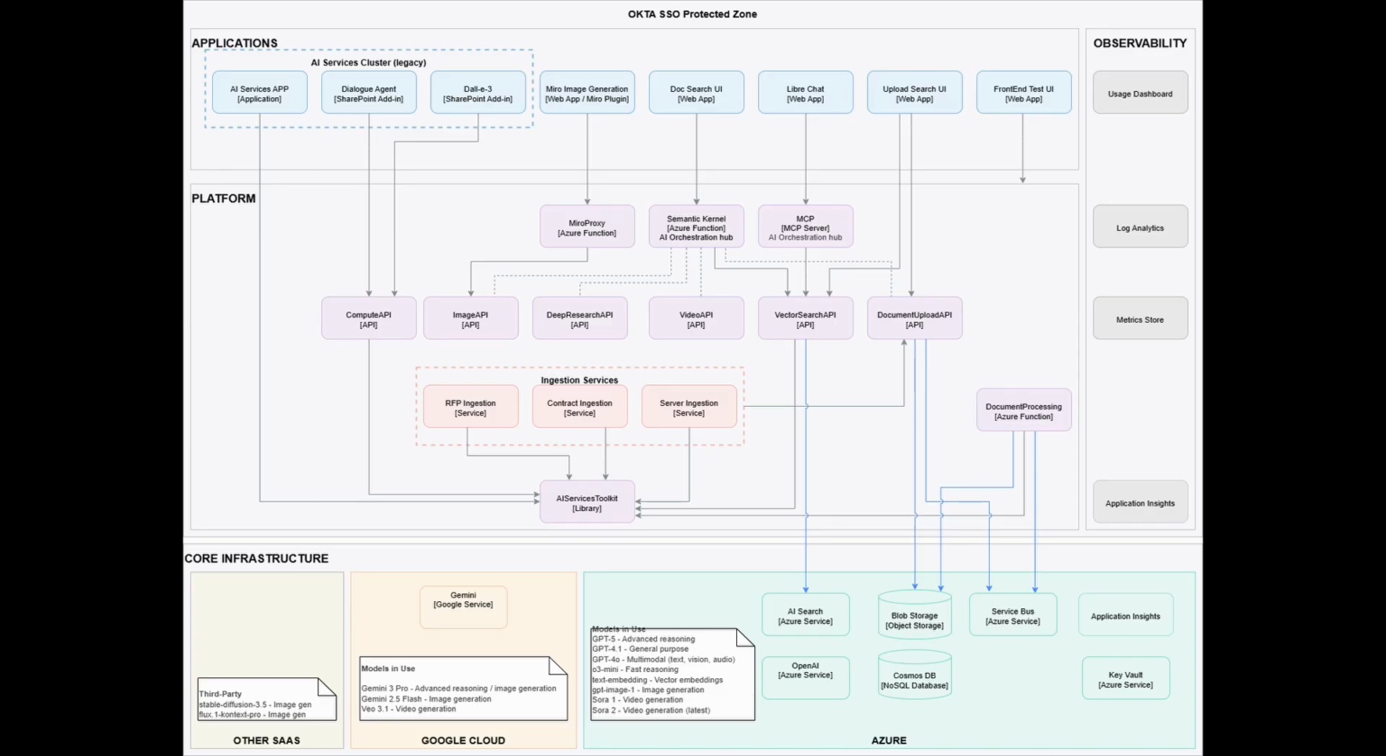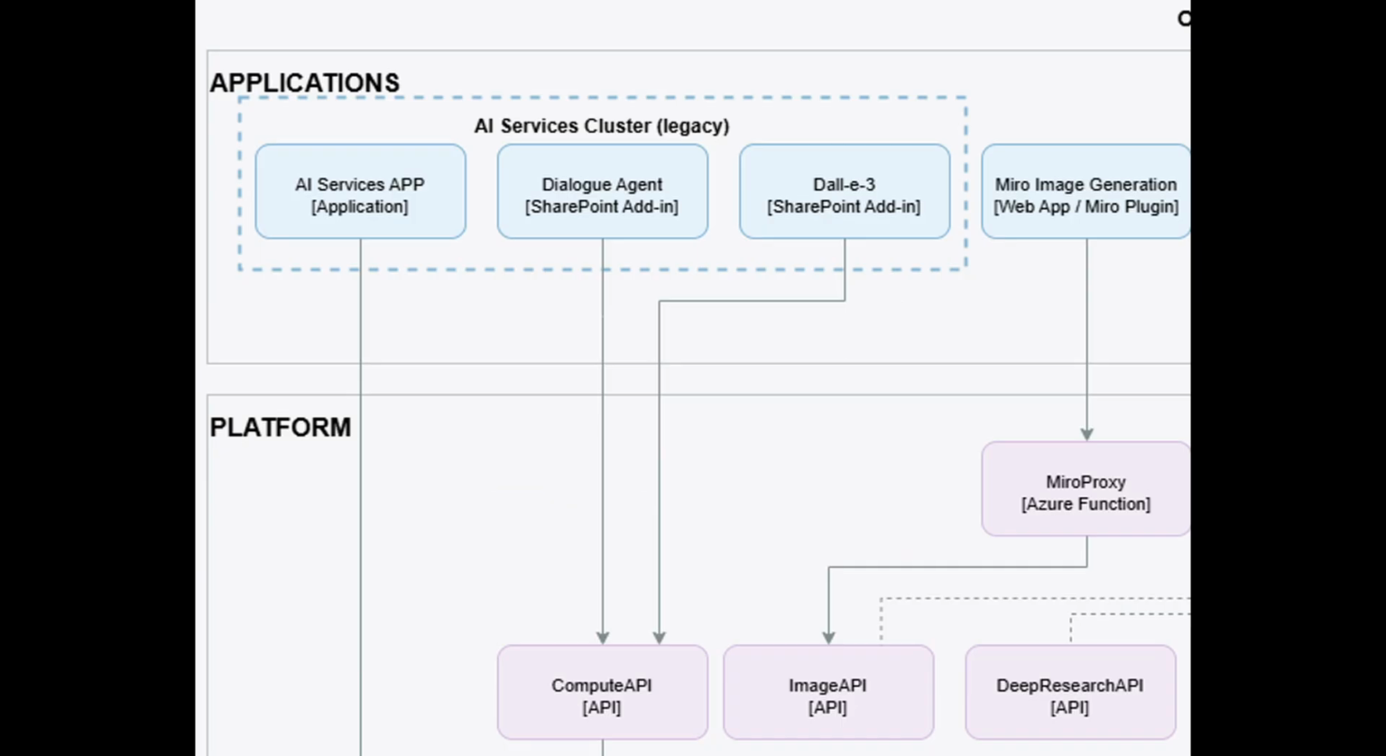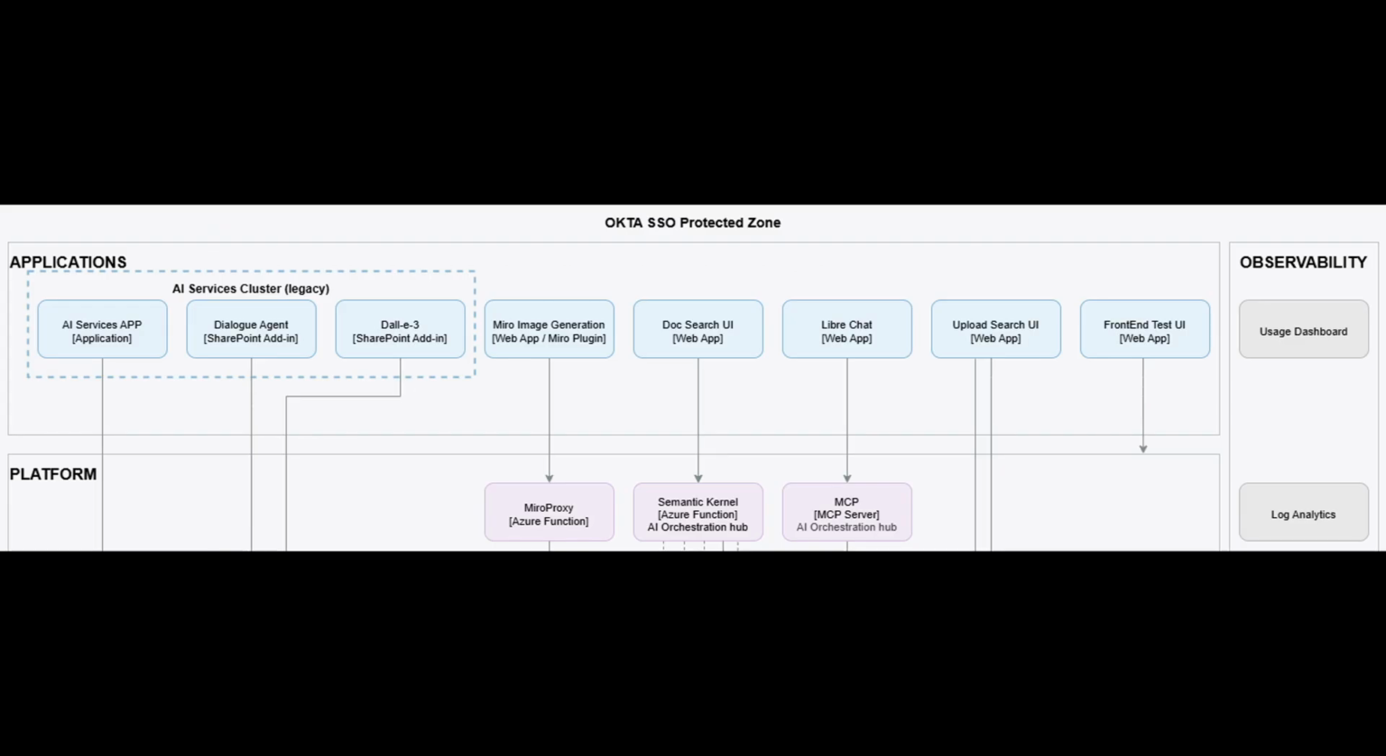Part 7. Current microservice architecture, AI infrastructure platform. The final diagram was the largest. It showed the current state of a microservice architecture for an artificial intelligence infrastructure, bounded at the top by an Okta SSO protected zone. At the top, applications, a legacy AI services cluster shown in dashed blue, indicating either transition or regret, alongside newer surfaces, a Miro image generation app, a document search interface, LibreChat, a front-end test environment.